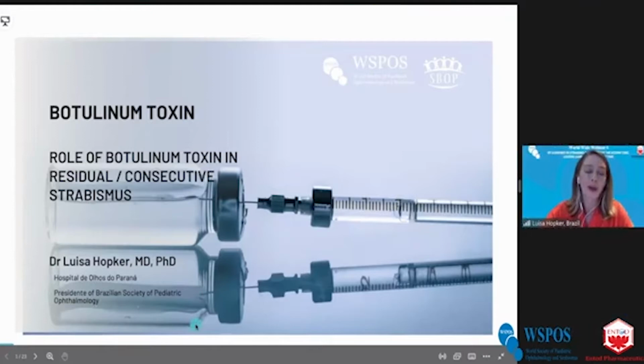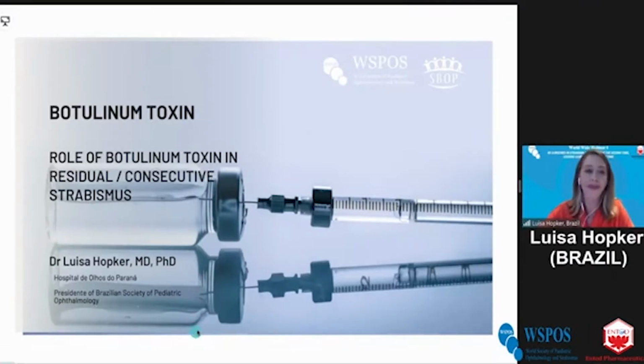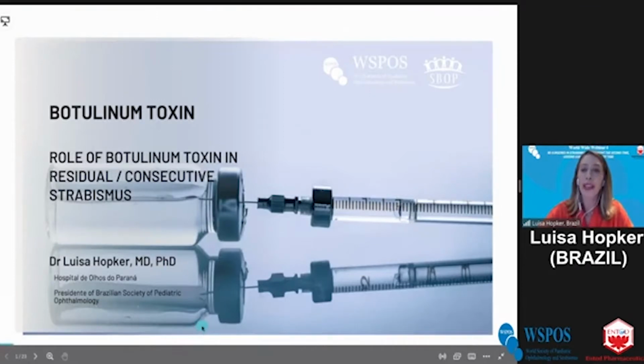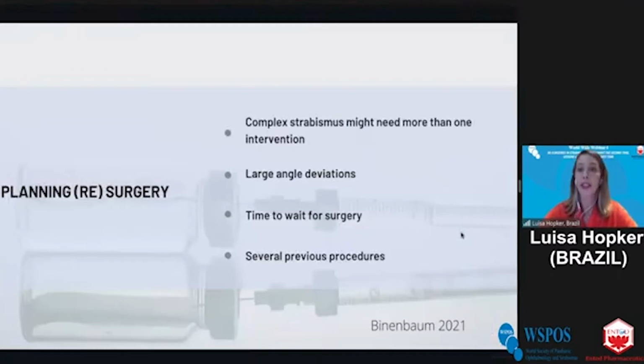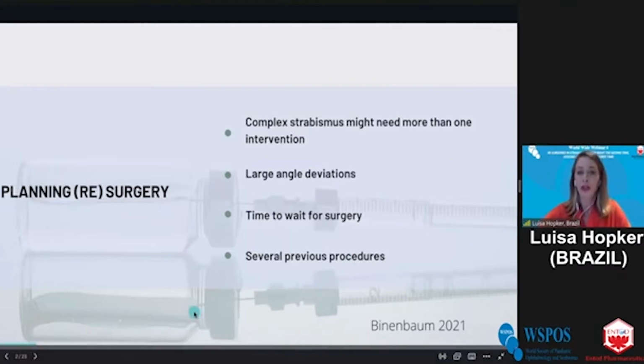So I'm going to talk about the role of botulinum toxin in residual and consecutive strabismus. Whenever you face complex strabismus where you know ahead of the first surgery that this patient might need more than one intervention, or you have a large angle deviation in an amblyopic patient, or paralytic strabismus where you have to wait for surgery, and patients with several previous procedures, one thing that you can think of is botulinum toxin injection.